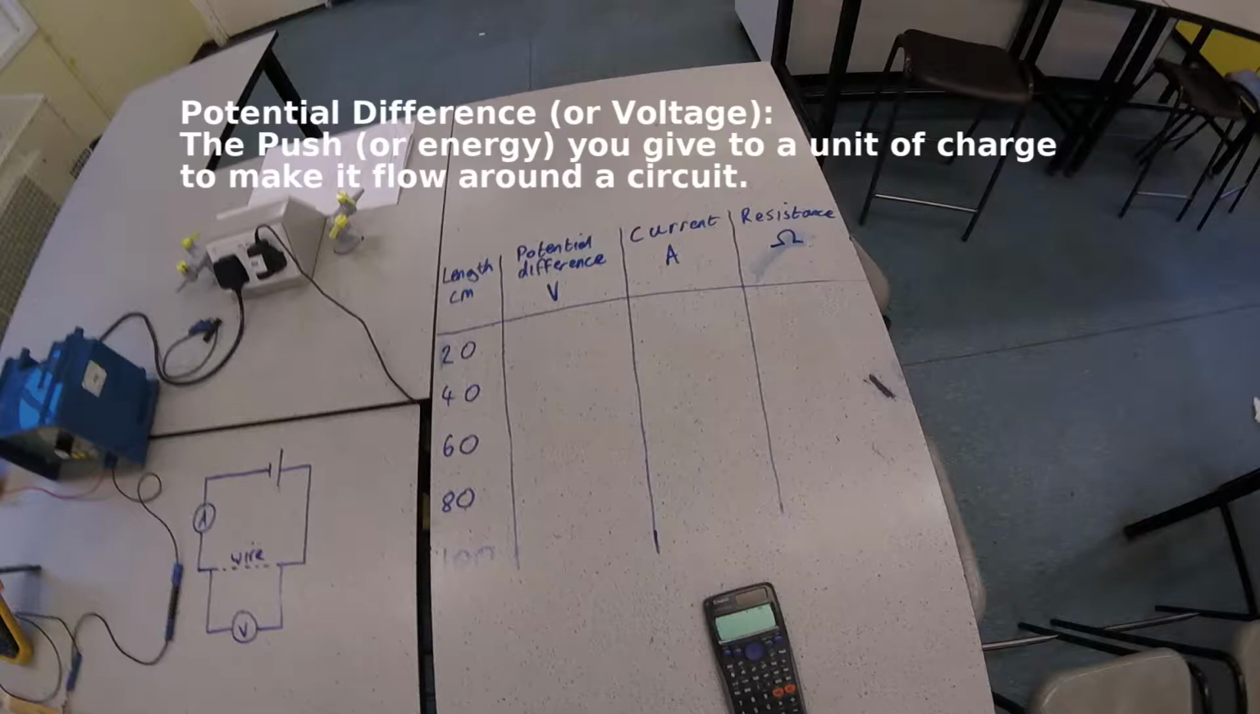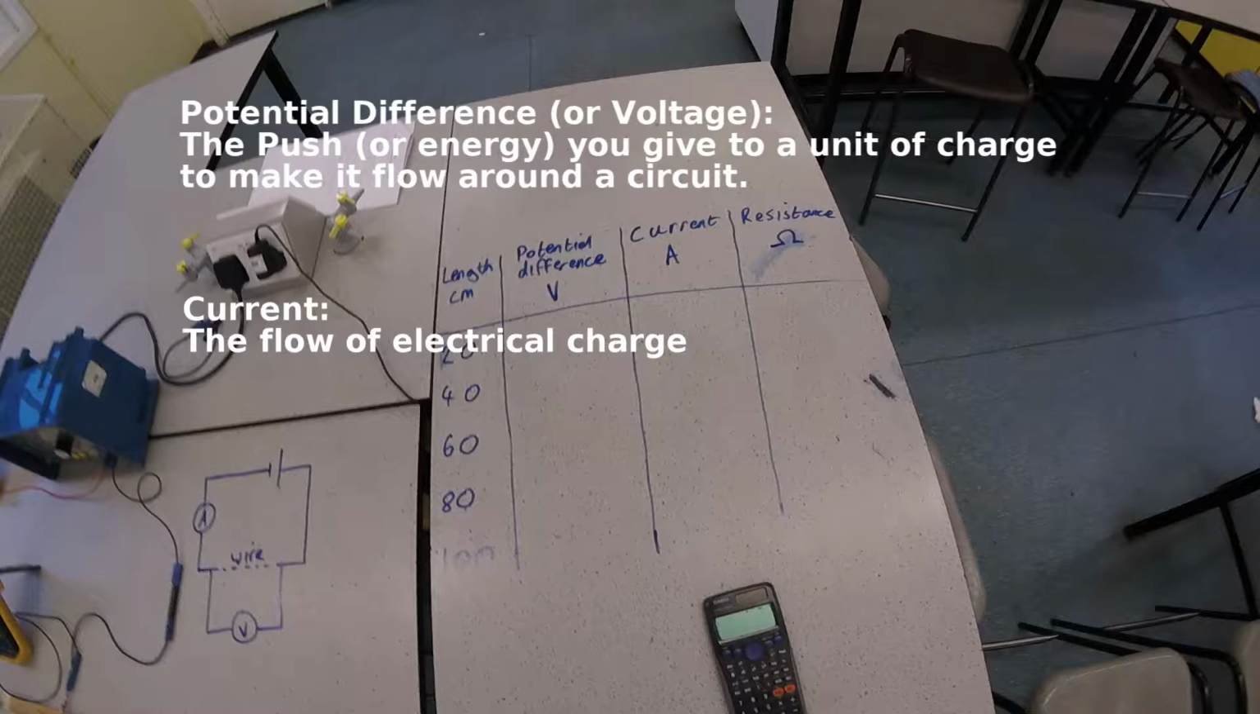So potential difference, I like to think about that as the amount of push you are going to give to the electricity, or the push you're going to give to the electrons. If you give them more push, they will want to flow faster. The speed that they flow at is the current. So if there's more electrons moving through a certain part of the circuit, then the current will be higher. If you give them more push, then more will be able to flow through.